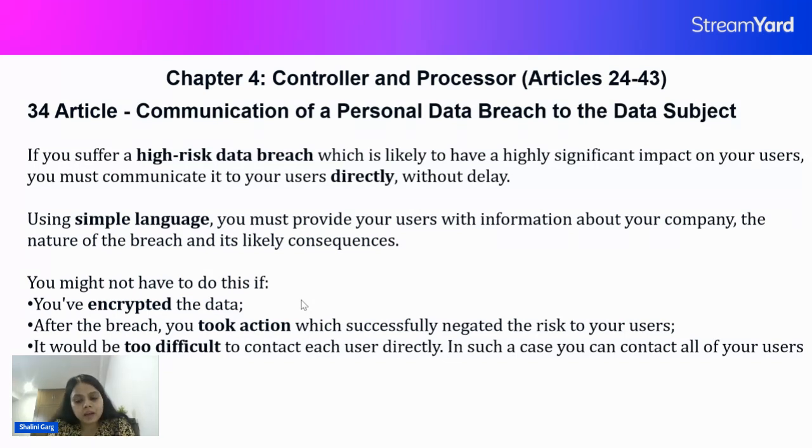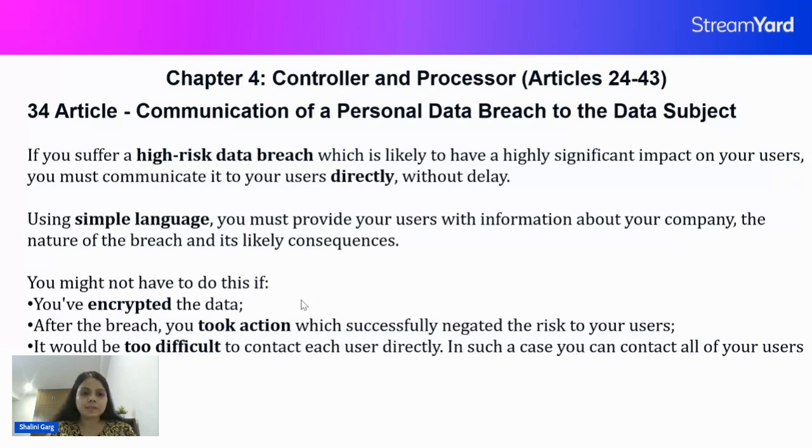The information should be very clear and straightforward because data subjects are laymen, okay? And they also have to tell the nature of the breach. Now, when is the notification not required? When the controller has taken effective encryption or security measures which have rendered the data unintelligible to unauthorized persons, meaning the security measures have already been adopted and the data is not at risk, then it is not required to tell them.